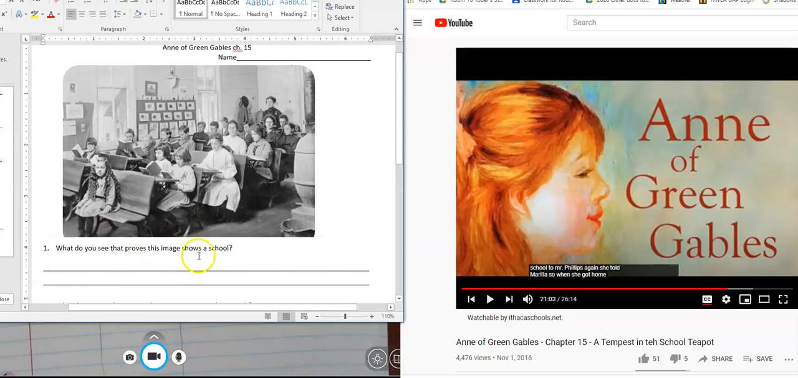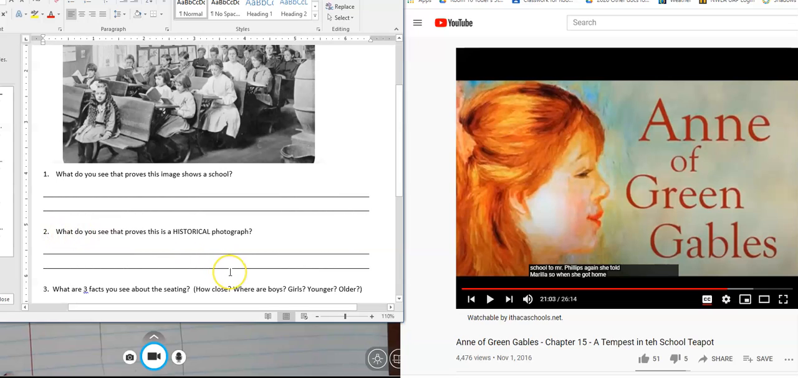What do you see that proves this image is a school? So just looking in this picture, what do you notice about the people? How they're organized, what they are doing? Your answer should start out by saying, "Details that prove this image is a school are," that would probably be the best way to start this answer. Or you could start out with some of the details and say this and this prove the image shows a school. You're looking for proof that this is a school.